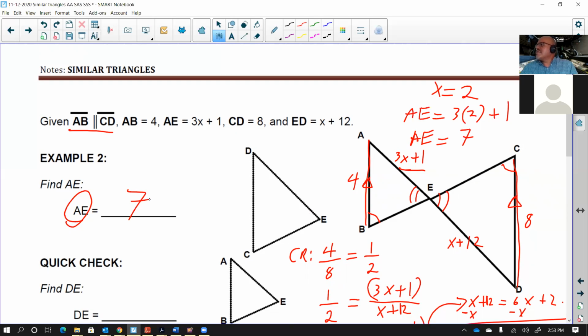We did go over this in the last class, but we didn't go through the AA similarity. We didn't do SAS similarity or SSS similarity. We just talked about similar figures in general. Oh yes, we did talk about this.